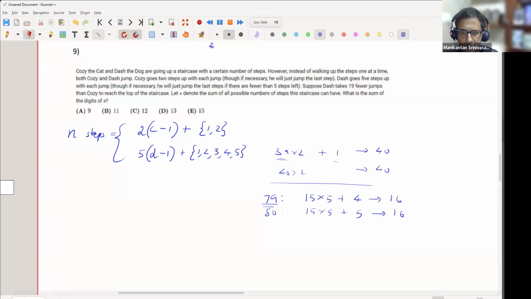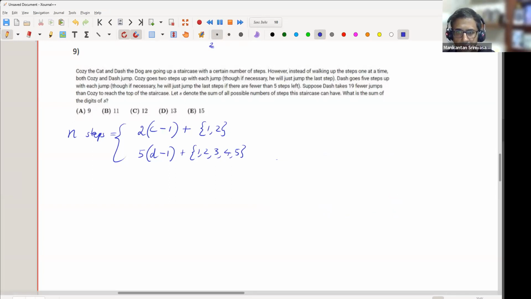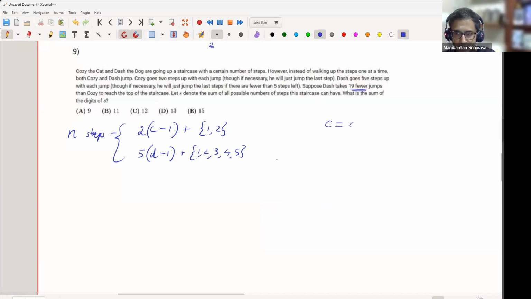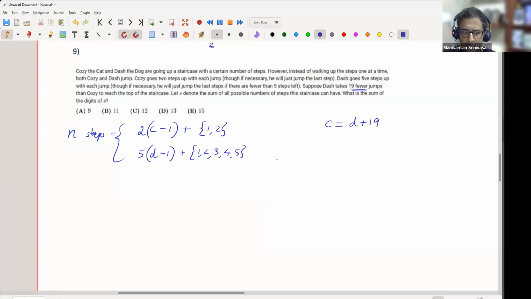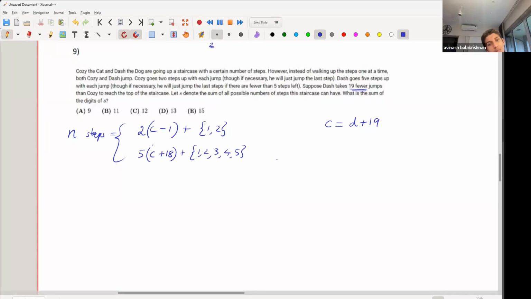Now, just erase this. Both of these quantities should work out to be the same thing. And we also know that the dog has taken 19 fewer jumps, obviously because it's jumping big steps, right? So the number C is the bigger number between C and D. C is D plus 19. Okay, so instead of C, I'll replace it with D plus 19. So I'll make this D plus 19 minus 1, so it's become D plus 18.